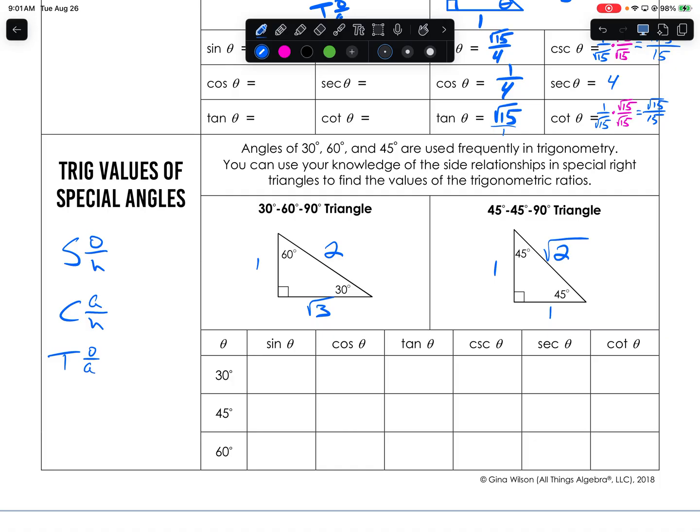So sine of 30 degrees. I start at 30. The opposite side is 1. What's the hypotenuse? 2, so 1/2. Okay, let's do cosine of 30. Cosine is adjacent over hypotenuse. The side next to 30 is square root of 3, and the hypotenuse is 2. So it's square root of 3 over 2.